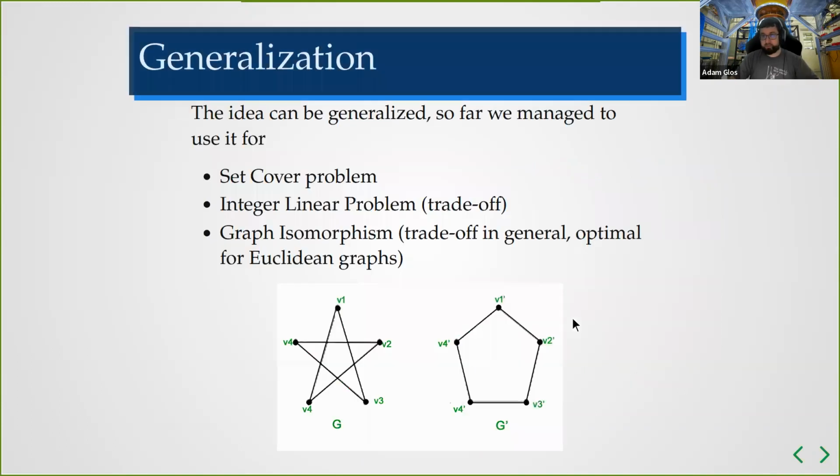Now, let me just finalize this with one more slide about generalization. As Ben Chebako mentioned in the previous presentation, we actually consider this for the set cover problem, also for integer linear problems and the graph isomorphism problem. The thing is that, as expected, we cannot promise that the depth, gates, and number of qubits can be simultaneously reduced to the bound values.